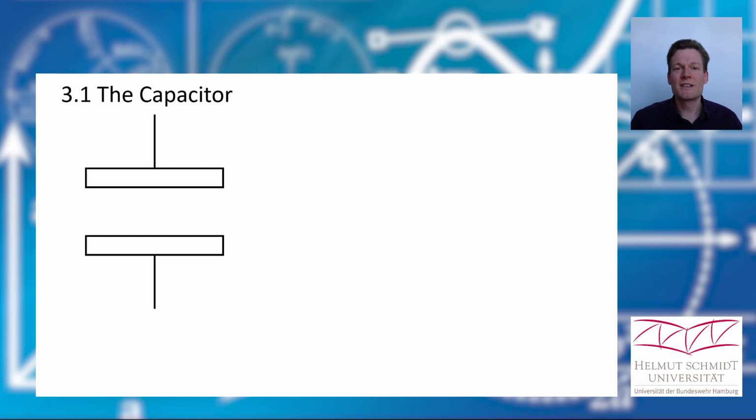A capacitor is an element where we have 2 metal plates which are isolated from each other. So a capacitor should behave like an open circuit. Okay, let's have a look at a computer simulation to see what happens at the capacitor.